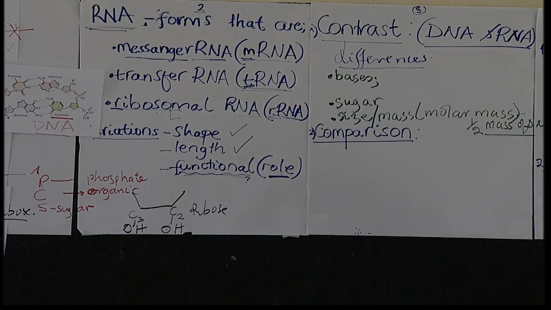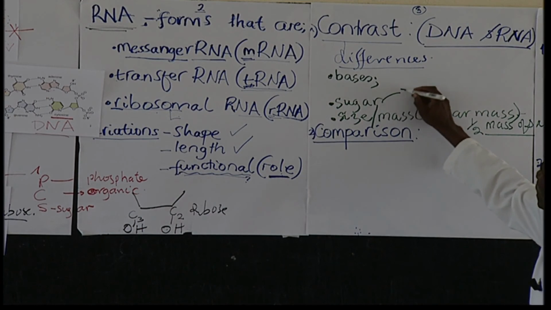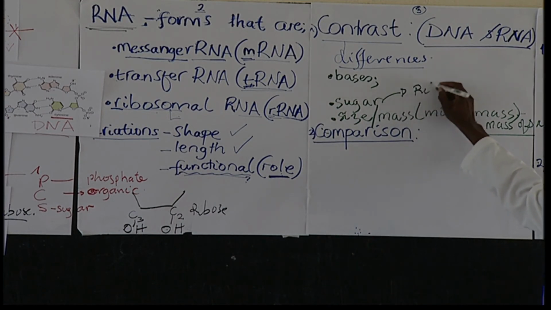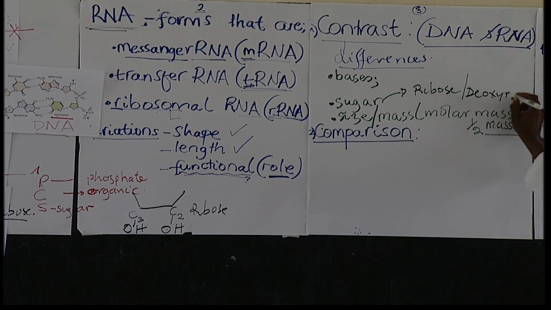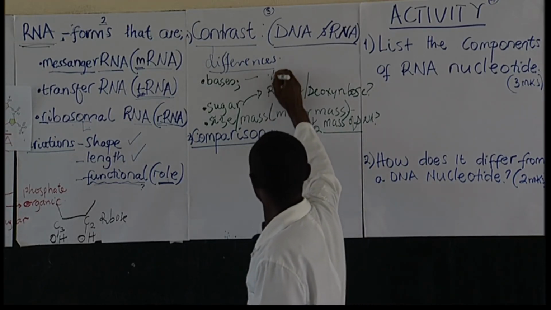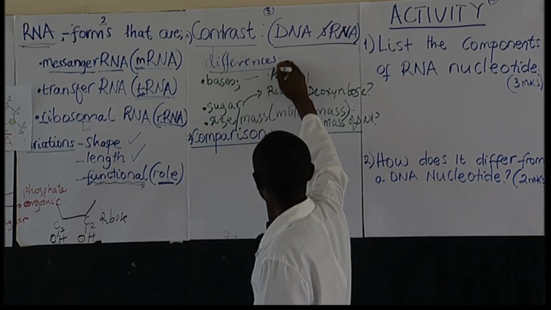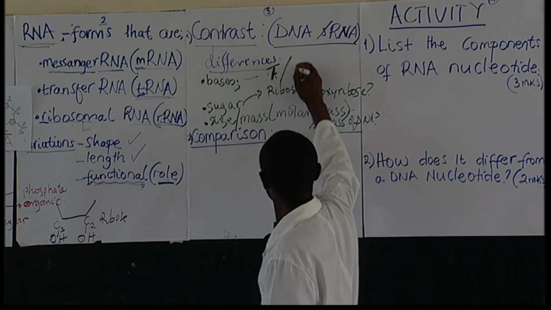Can I think about that? If it is the sugar, am I looking at a ribose against a deoxyribose? You need to think about that as well. If they are the bases, am I looking at a T replacing a U?